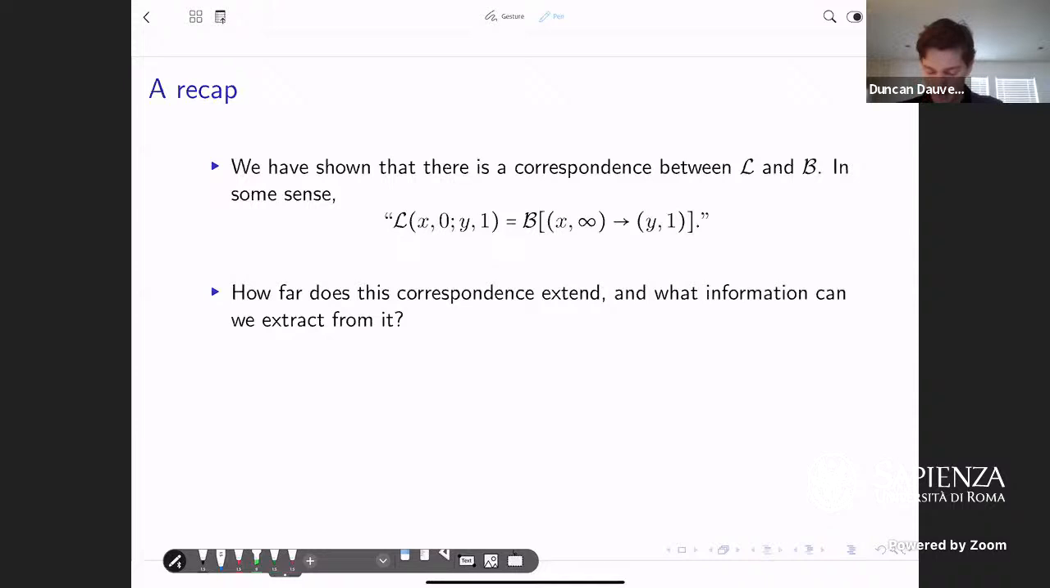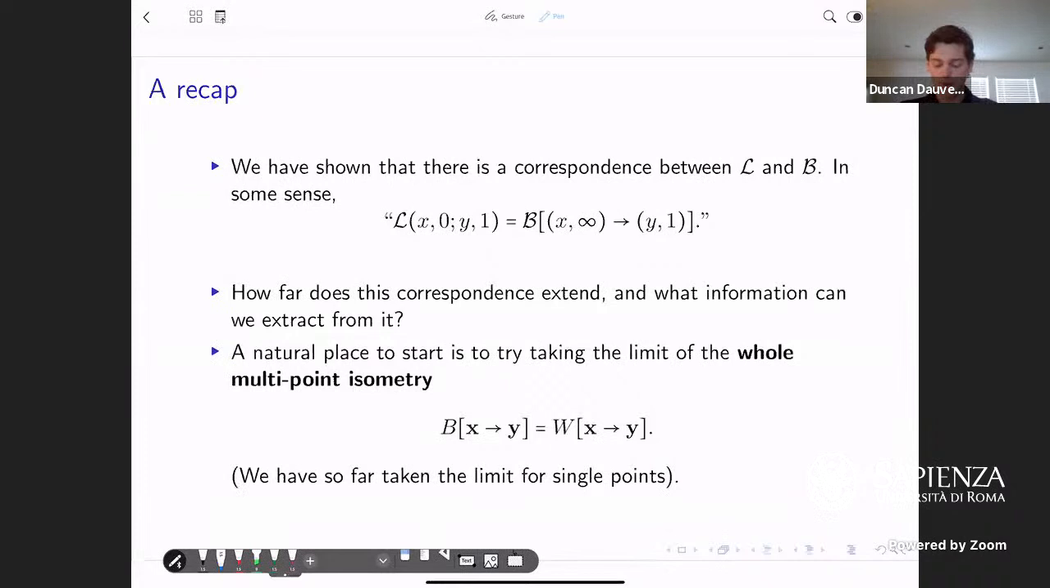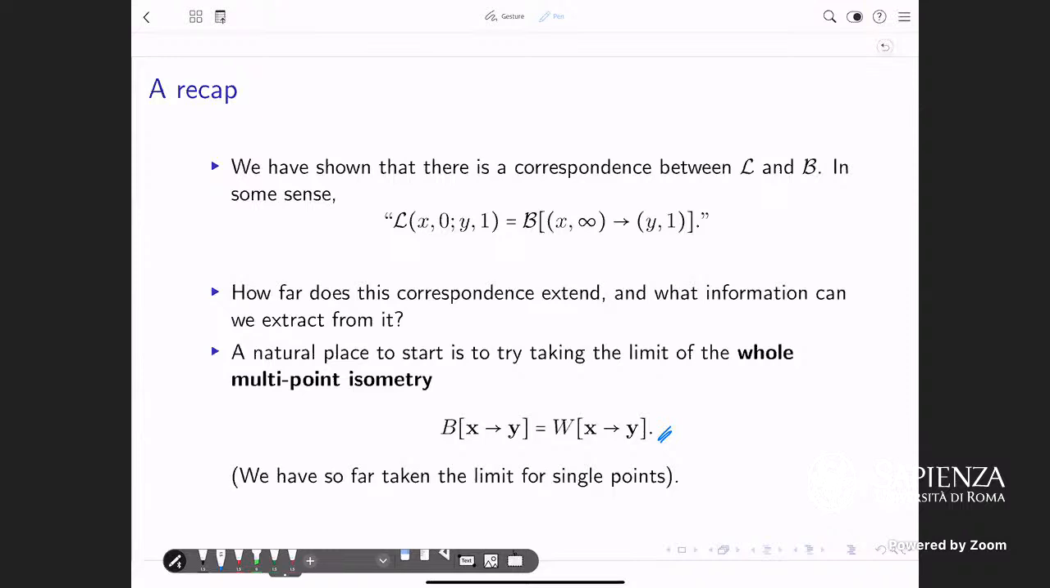It turns out that a natural place to start is to try and take the limit of the whole multi-point isometry. So far we tried to understand the limit of this isometry for single points x and y, but it's also possible to take the limit of the whole multi-point isometry. And this is going to turn out to give you genuinely interesting and novel information about the directed landscape. So if we want to take the limit of this isometry, we need a better way of understanding multi-point last passage percolation across the Airy line ensemble. So that's going to be what we define next.